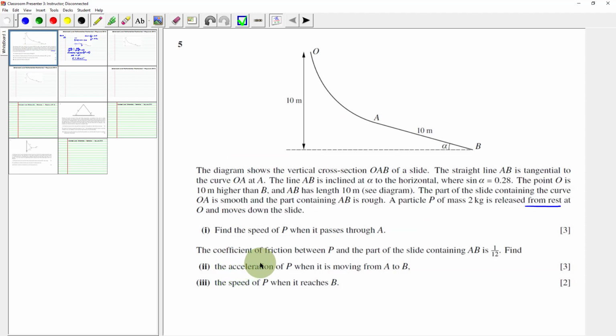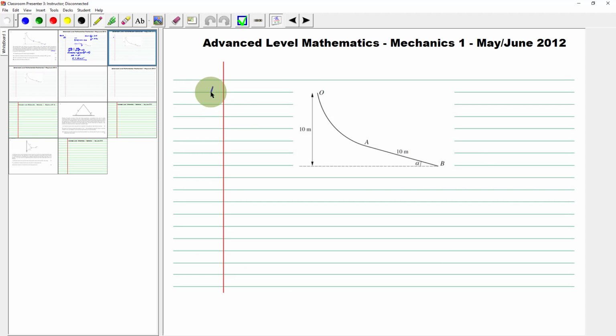In part 2, we are told that the coefficient of friction between P and the part of the slide containing AB is 1/12. So from this point all the way to this point, there is resistance to motion. So let's see how part 2 of question 5 is worked out. Here we've got that object. What are the forces acting on it?